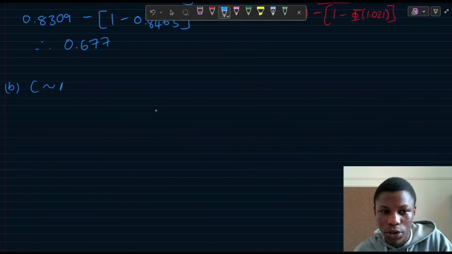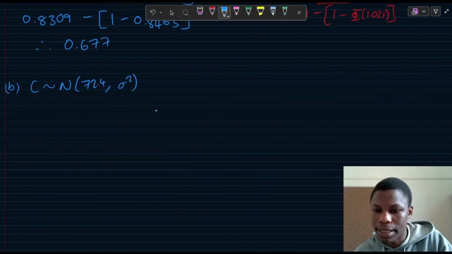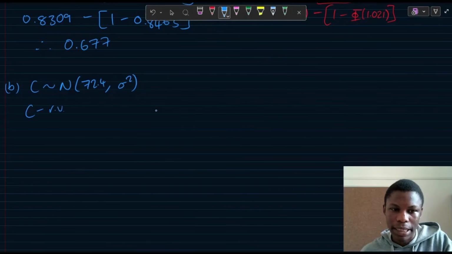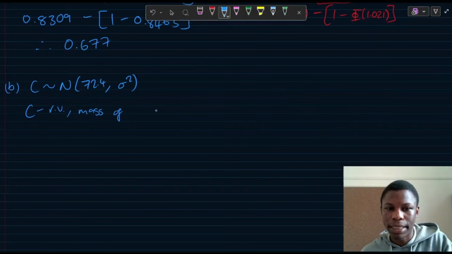C follows a normal distribution with mean 72.4 and standard deviation sigma, so variance is sigma squared. It is known that on 10% of the days, less than 59.1 kgs of cherries are sold. So our random variable C here is representing the mass of cherries sold per day, right?